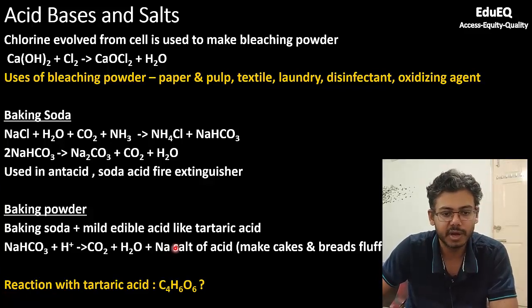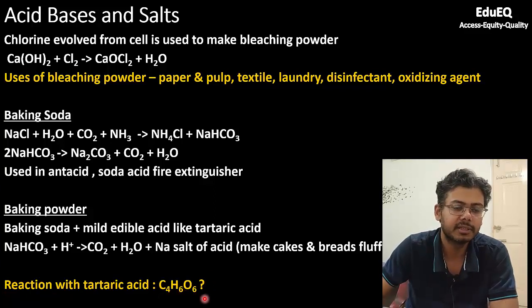So Na is +1, and when you remove one hydrogen from here, it will be C4H5O6-. So it will also have one negative valency. So the formula would be C4H5O6Na. That is nothing but sodium tartrate.